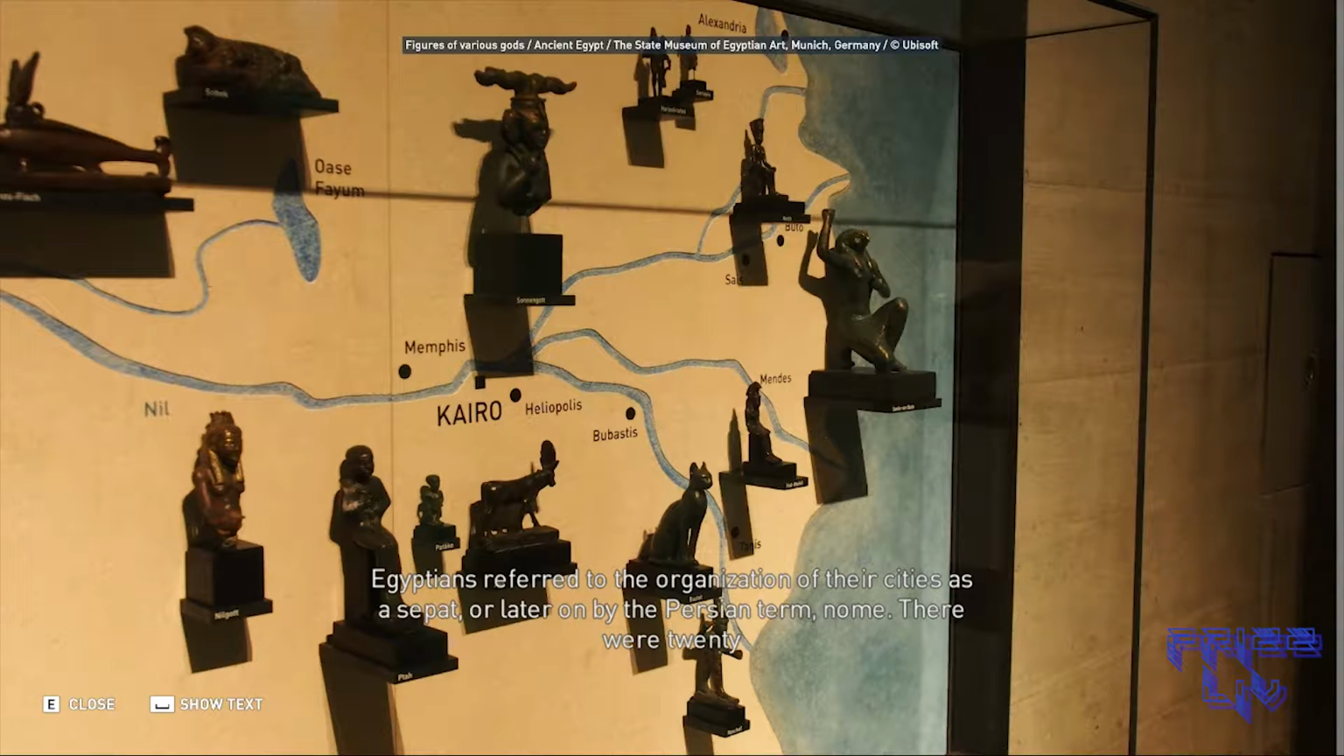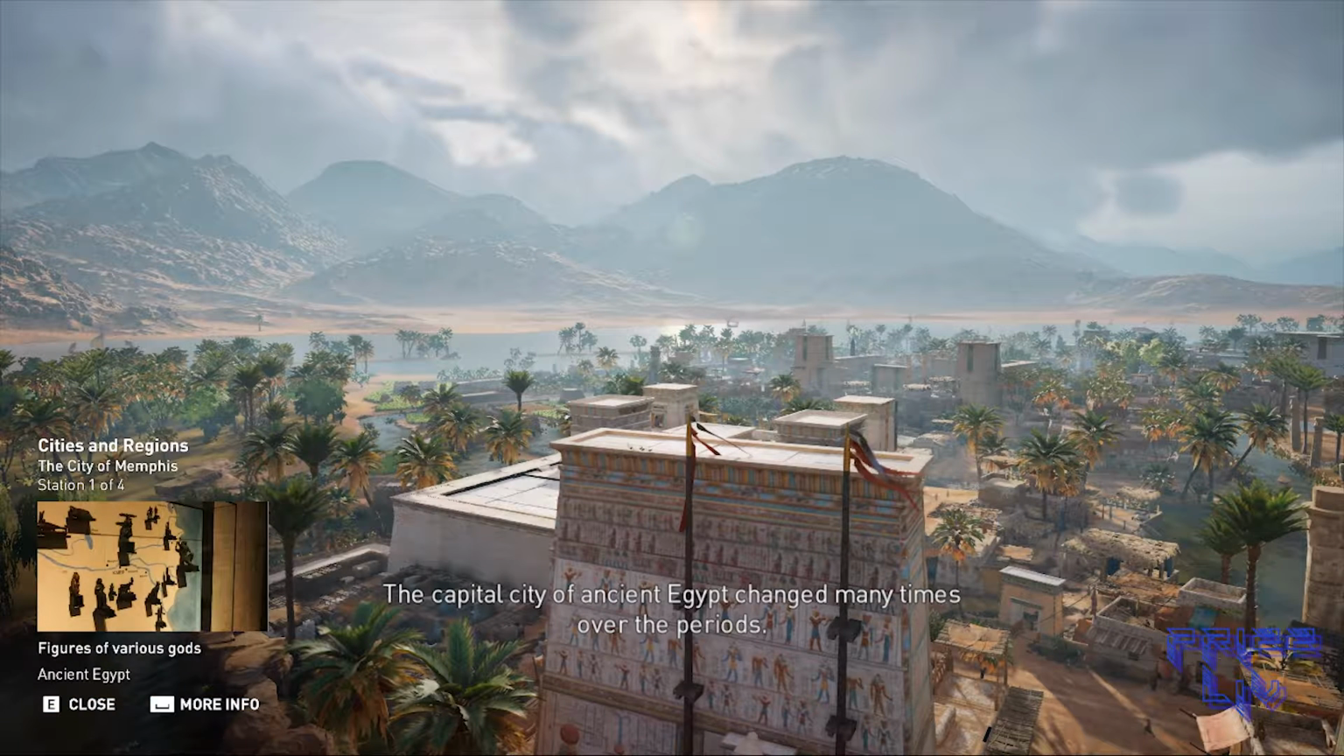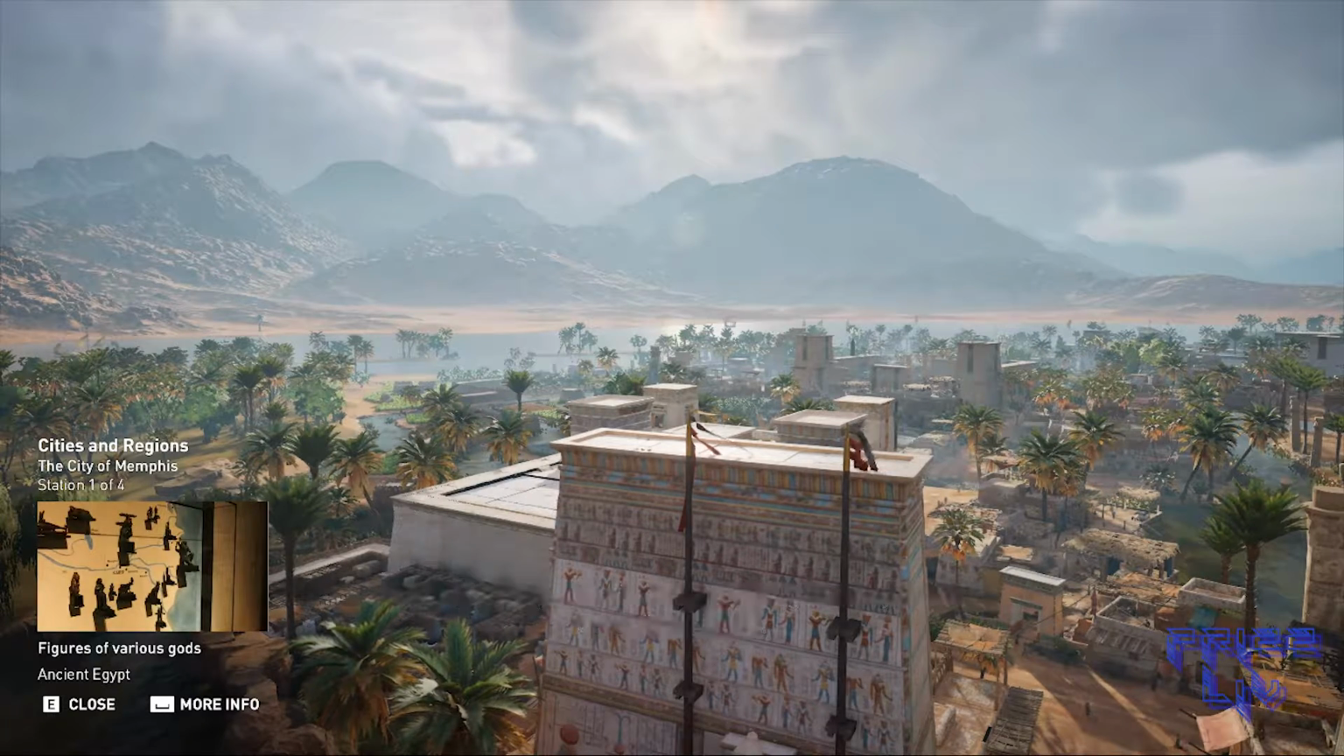Egyptians referred to the organization of their cities as a sepat, or later on by the Persian term nome. There were 20 sepat in Lower Egypt and 22 in Upper Egypt. The capital city of ancient Egypt changed many times over the periods.